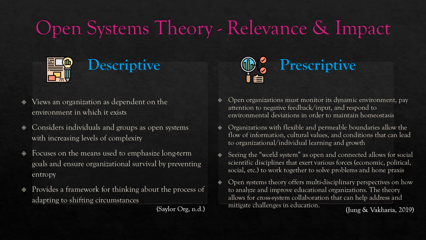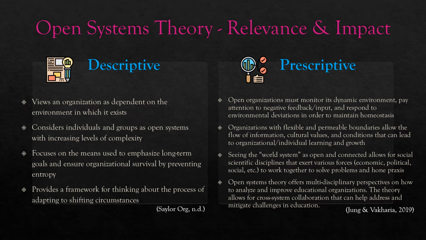Descriptive aspects of open systems theory are listed in the left column. I'd like to highlight that open systems theory considers individuals and groups as open systems with increasing levels of complexity. The theory also focuses on the means used to emphasize long-term goals and ensure organizational survival. Points of relevance and impact of the theory are listed on the right.